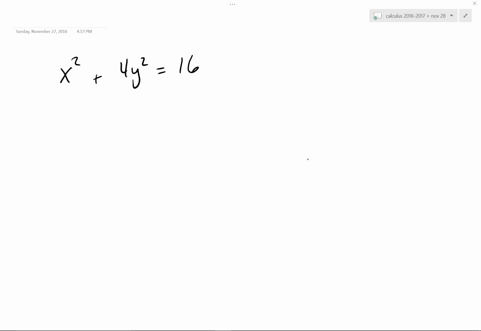It doesn't have to be because this guy is not an explicit function, it's an implicit function.